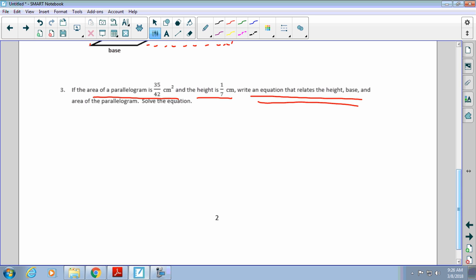We have to write an equation. So we know an equation has a what in it? Equal sign. Thank you, Tim. It's an equal sign, right? That relates the base, the height, and the area. So do we know an equation that would have area, base, and height all in it? We just practiced it 3 times. A equals base times height. Beautiful, Willow. So we're going to write what we know. We know area equals base times height. Now, they have given us some values that we can plug in here. So let's look. It says the area of a parallelogram is 35 over 42 centimeters squared. So where would I plug that in?